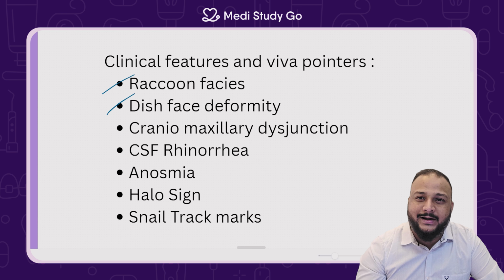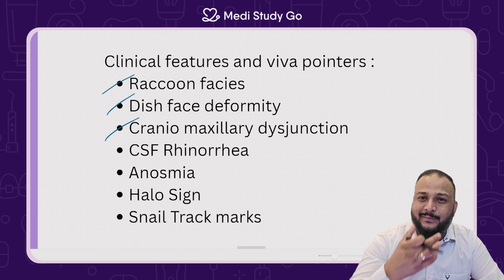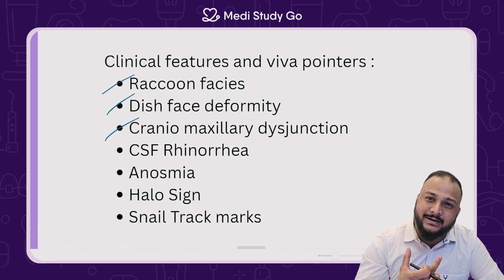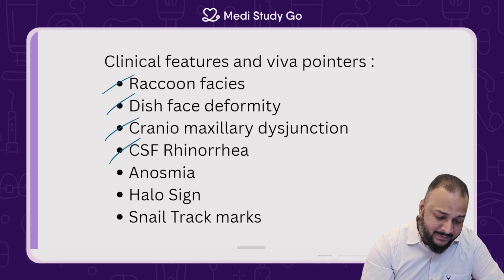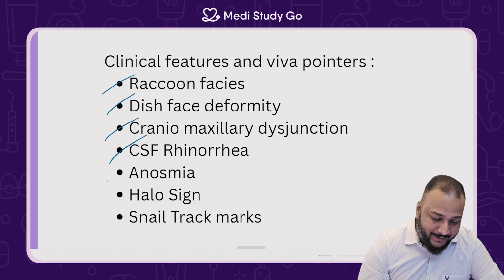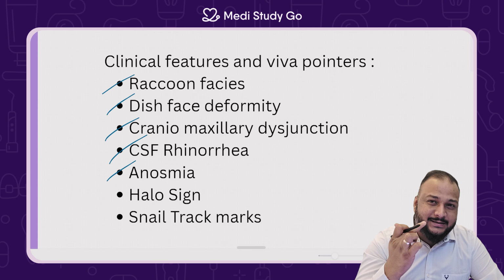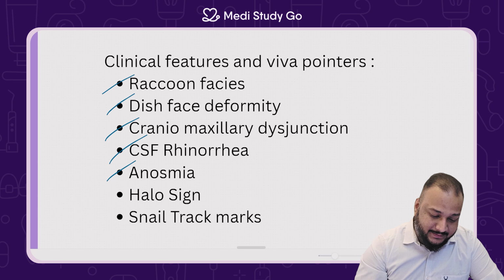Dish face deformity, of course, because of the elongated face. Craniomaxillary disjunction, because your entire face is going to be disjuncted and separated from the cranium. CSF rhinorrhea, because you have a dural tear at the cribriform apparatus. Anosmia, because your olfactory nerves get damaged when there is a cribriform apparatus fracture.